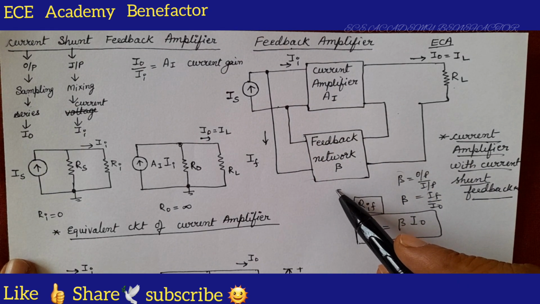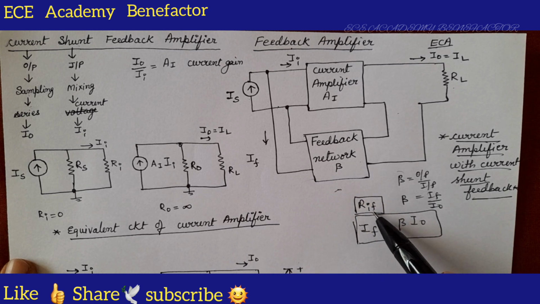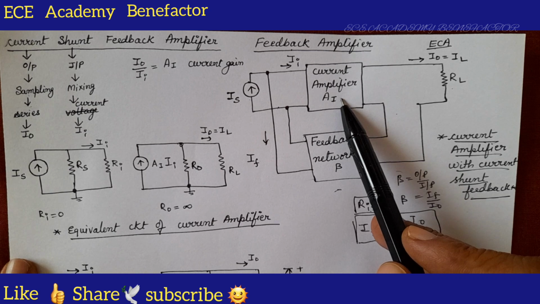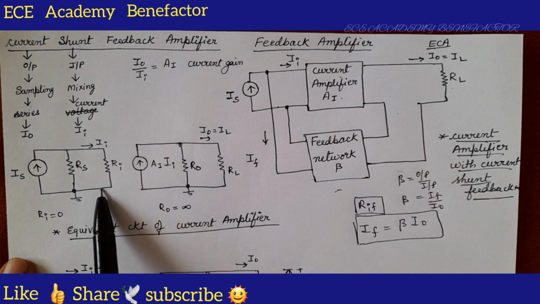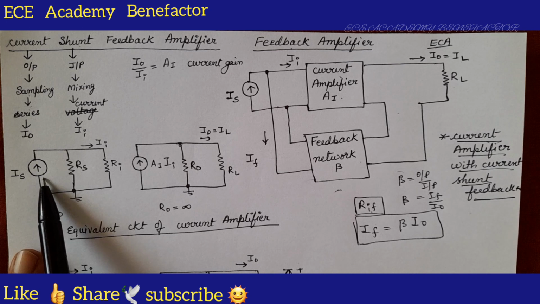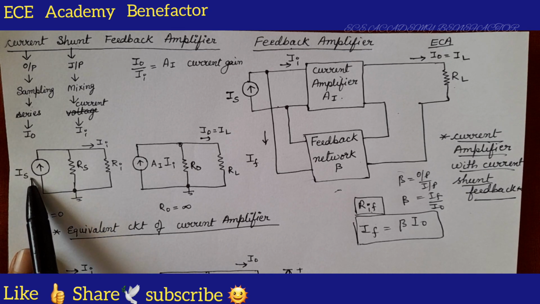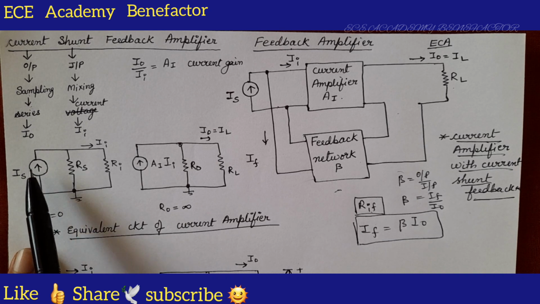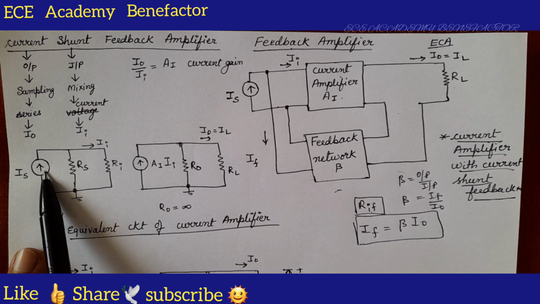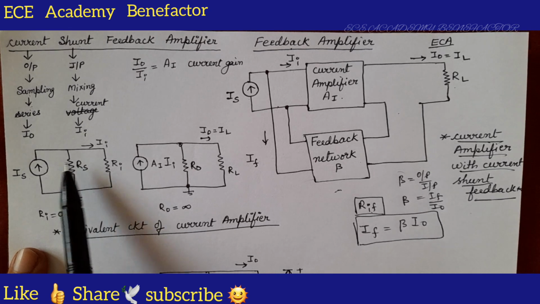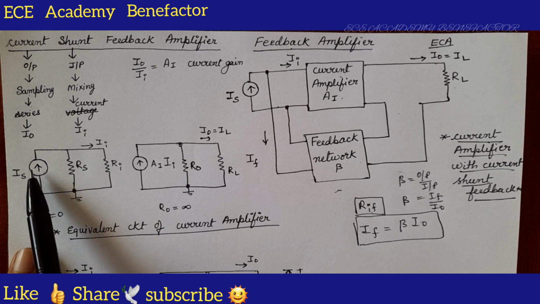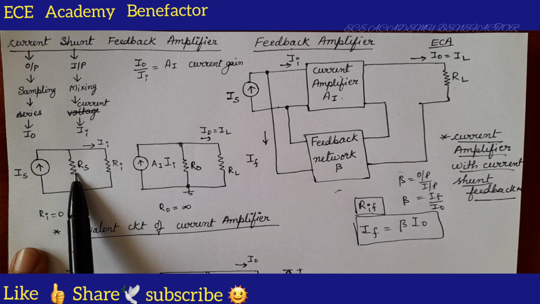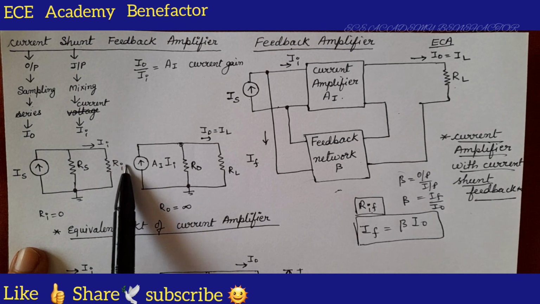To do the derivation of RIF, input resistance with feedback, we should know the equivalent circuit of the current amplifier, which is drawn over here. So, the current amplifier input is IS. When there is a current source, there will be a parallel resistor, the internal resistor of resistance value RS. It will be connected in parallel to IS. IS, RS. Input circuit resistance is RI.